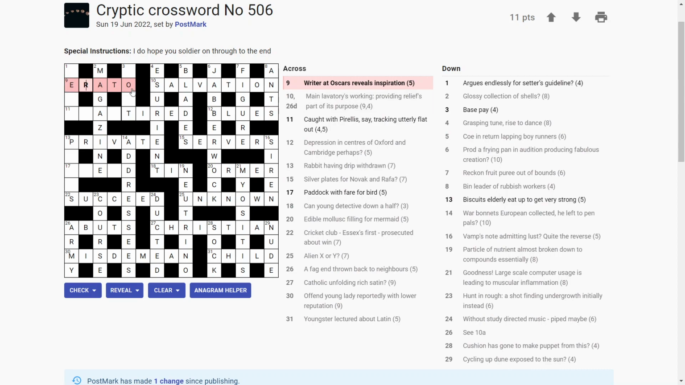Writer at Oscar. Writer. ER. Oh, it's just hidden. ERATO. I'm dim today. Yeah, it's Erato. It's just hidden in the phrase writer at Oscars. And Erato, I think, was one of the muses from Greek mythology. Base, pay. Oh, foot. Foot the bill, and the base of something is the foot. Good.